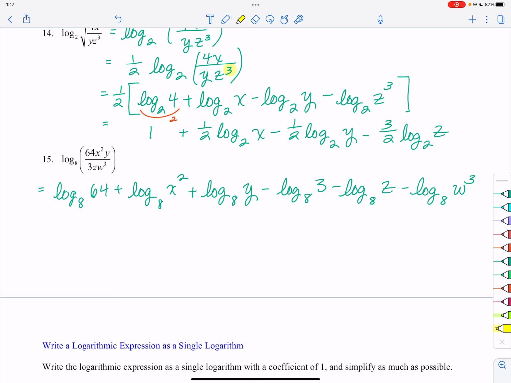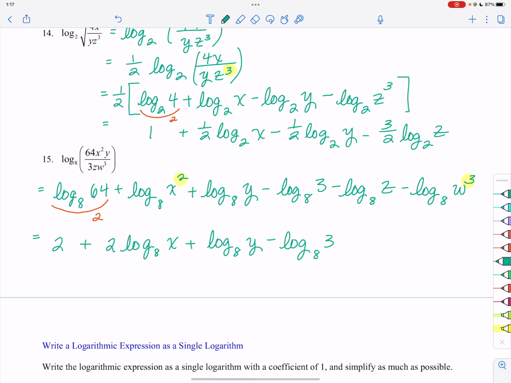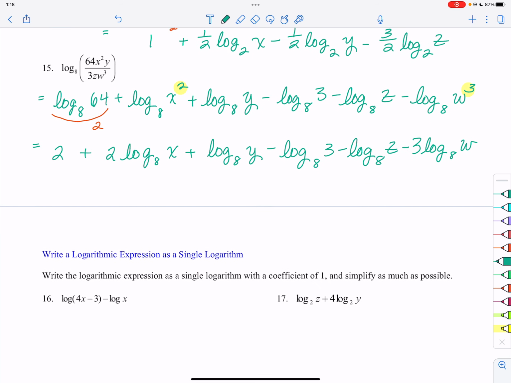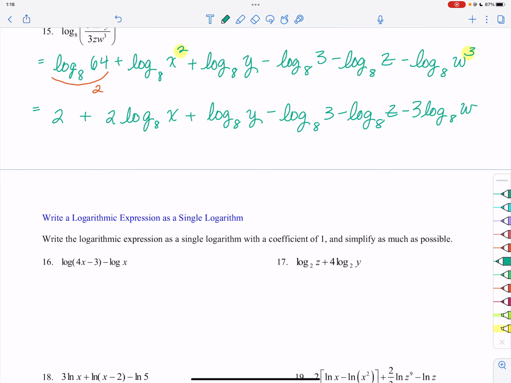Okay, so now we'll take care of this 3 and this square, and then we also want to notice that this is equal to 2. So we have 2 plus 2 log base 8 of x plus log base 8 of y minus log base 8 of 3 minus log base 8 of z, and then we have minus 3 log base 8 of w. Lots of terms there. Okay, now let's go the other way.